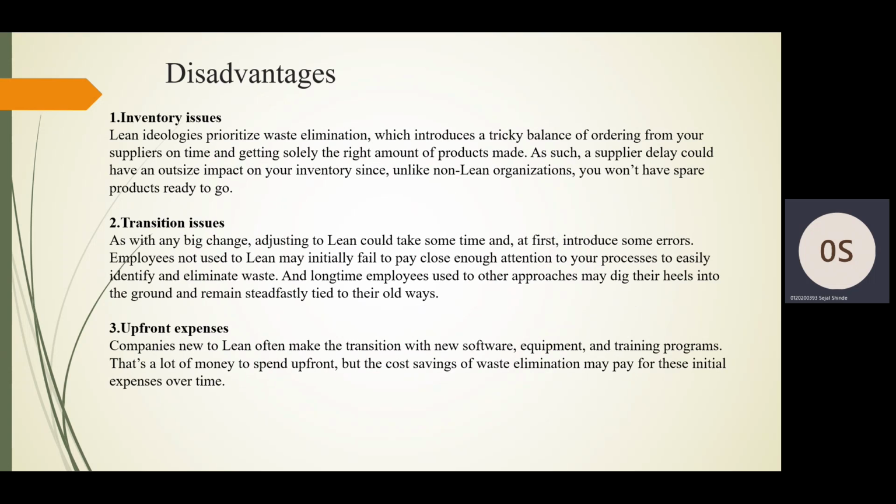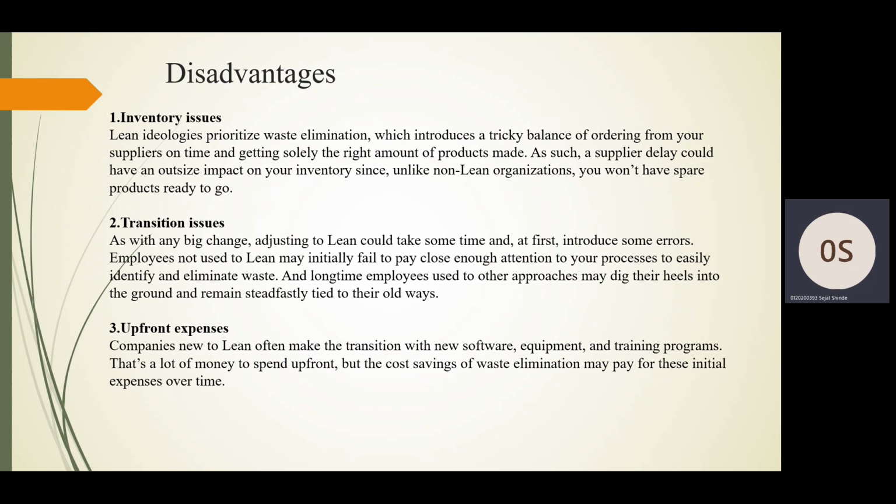Let's see some disadvantages of this model. The first is inventory issues. Lean ideologies prioritize waste elimination, which introduces a tricky balance of ordering from your suppliers on time and getting solely the right amount of products made. As such, a supplier delay could have an outsized impact on your inventory since, unlike non-lean organizations, you won't have spare products ready to go.